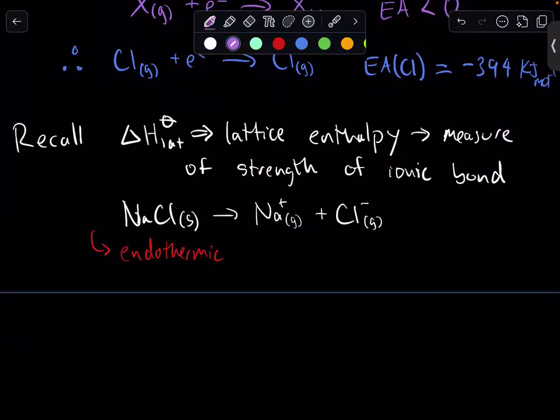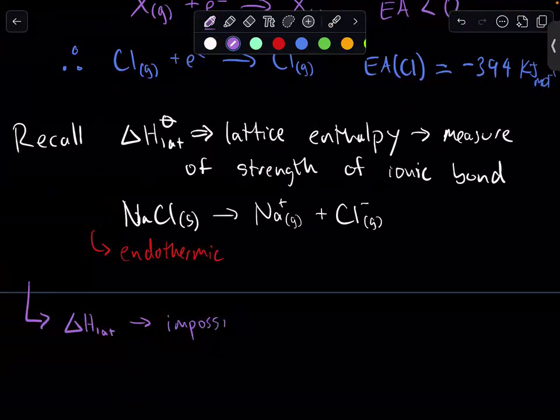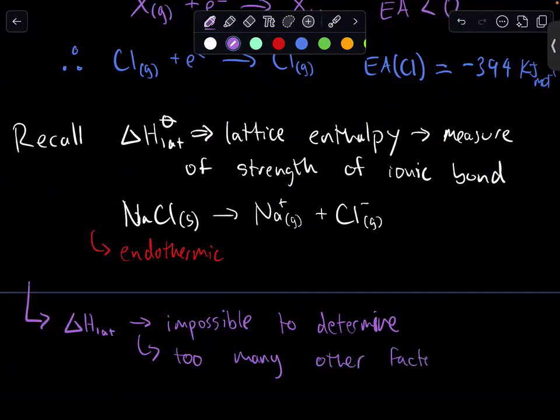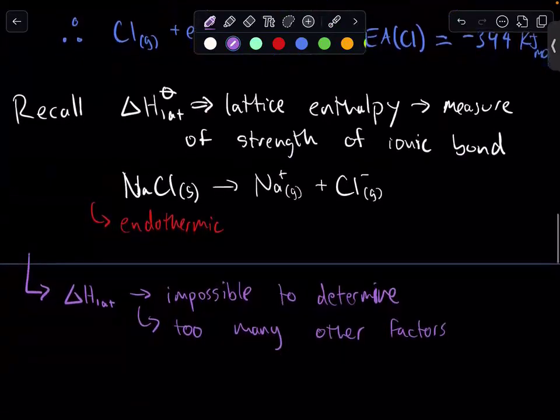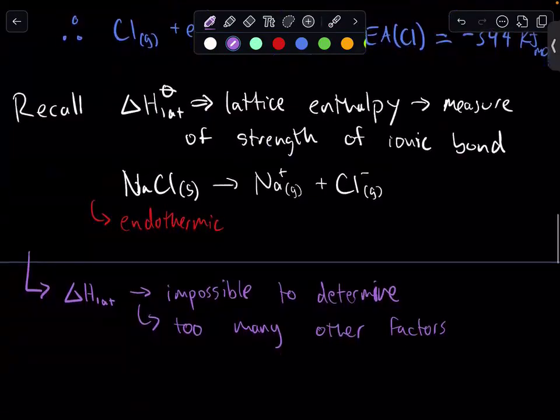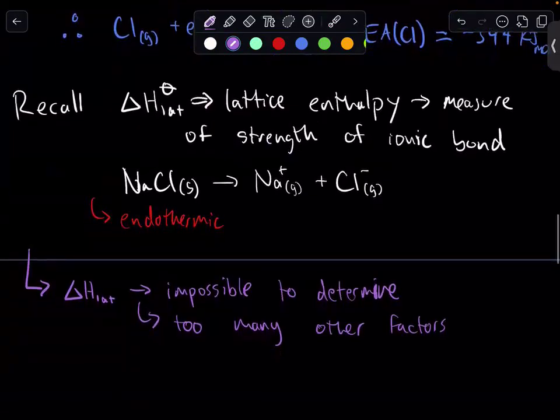While we can find all our other values, lattice enthalpy is almost impossible to determine. The problem is, whenever we're determining lattice enthalpy, there are too many other factors. Like if we're dissolving something in a solution, yeah, sure, we're talking about lattice enthalpy, but also there are forces of the water molecules pulling on each of the individual ions. Maybe the solution is hot or cold or something. And it's kind of impossible to get.